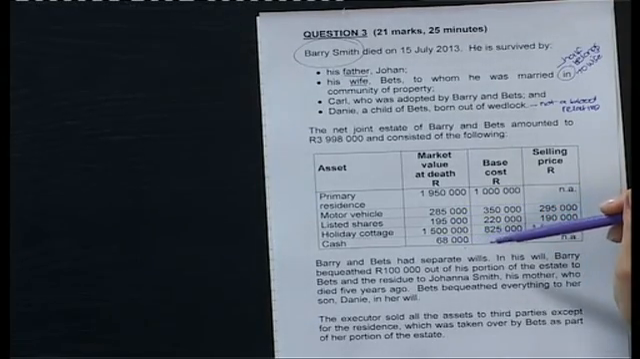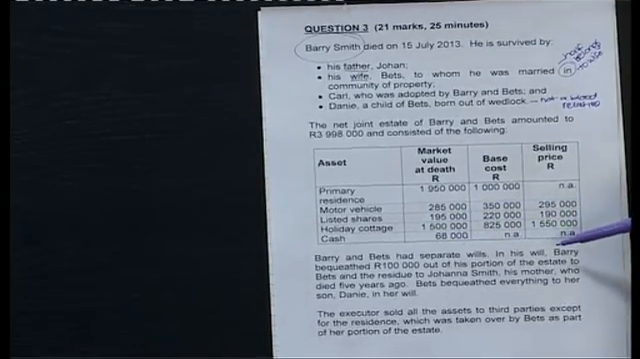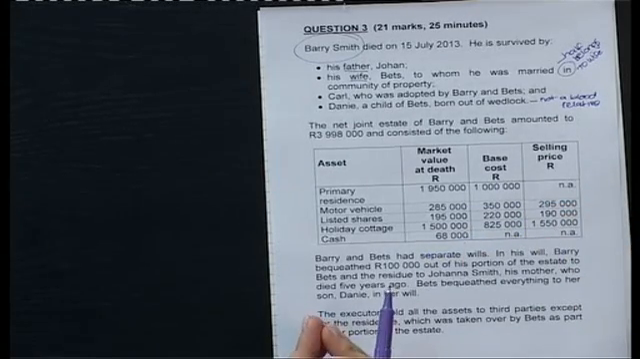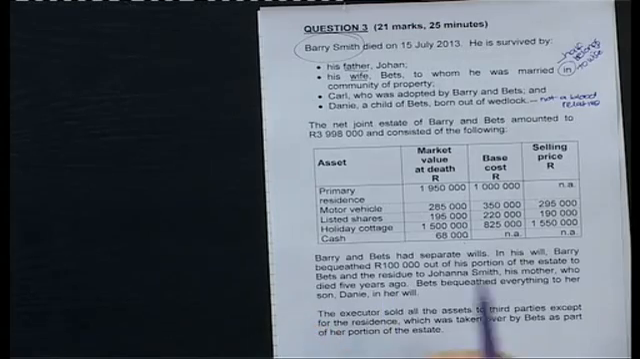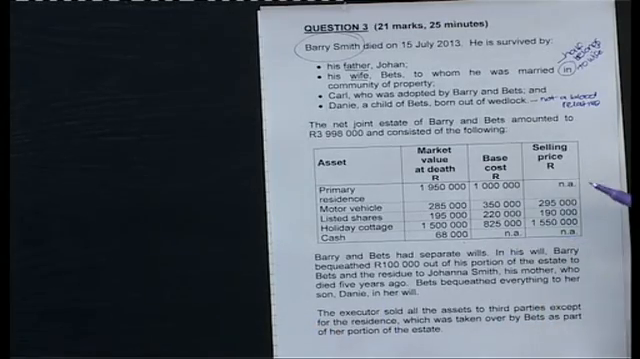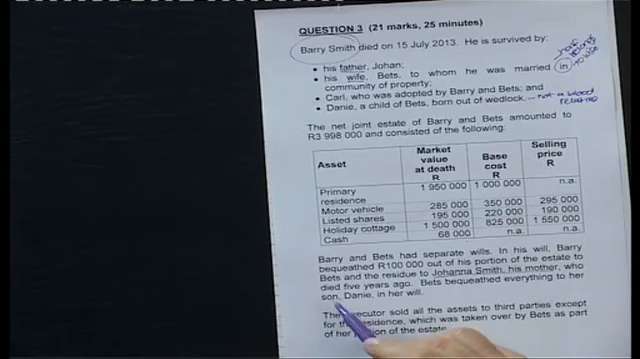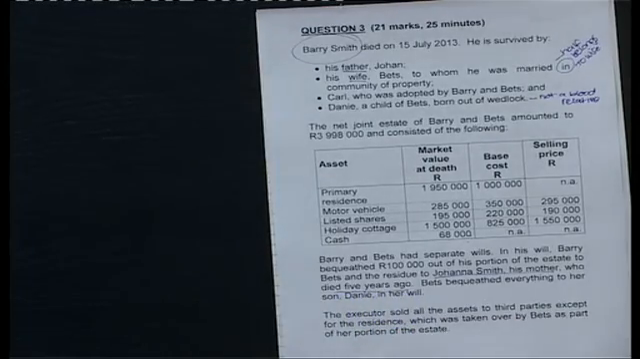Barry and Betts had separate wills, okay, and in Barry's will, he bequeaths 100,000 Rand out of his portion of the estate to Betts, and the residue to Johanna Smith, his mother. Okay. But now his mother died 5 years ago. So what has happened there?